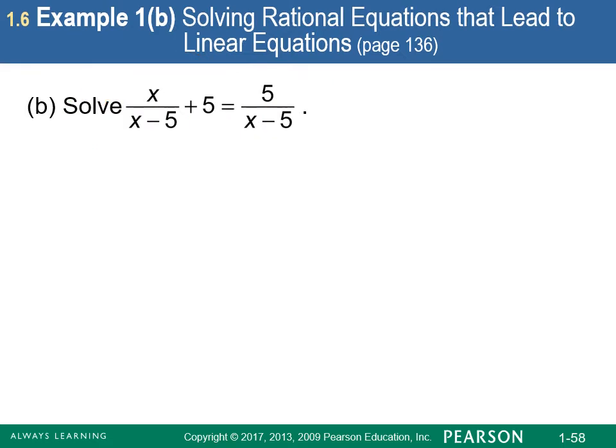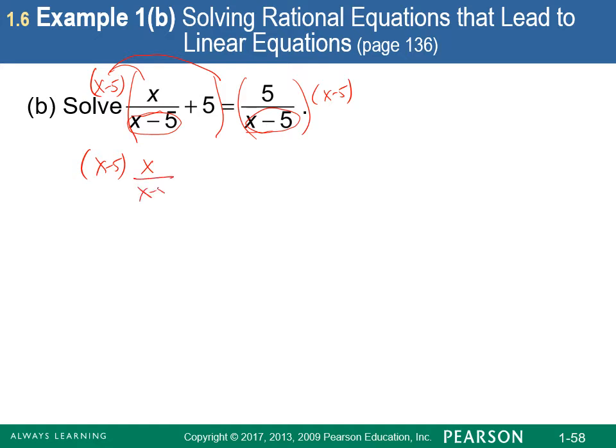Very similar to the previous problem. We need to multiply both sides by something. Here's an x minus 5. So we'll put x minus 5 on both sides. Now here, likewise, is an x minus 5, but we don't need to list it twice. So when we multiply here, we would have an x minus 5 and x over x minus 5.